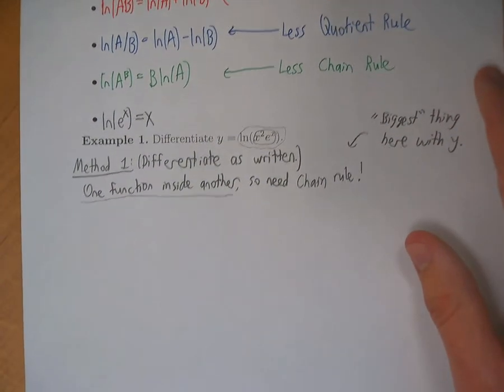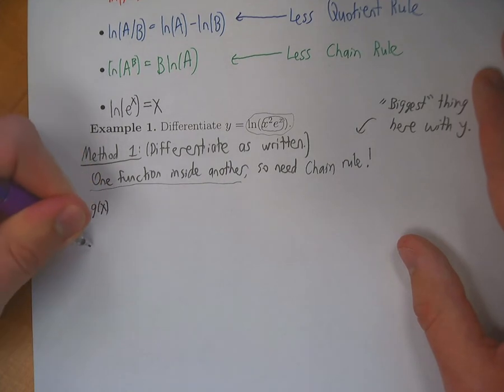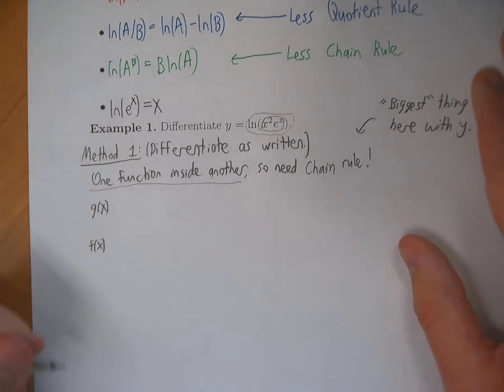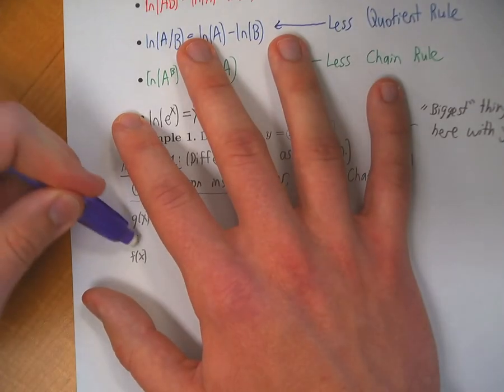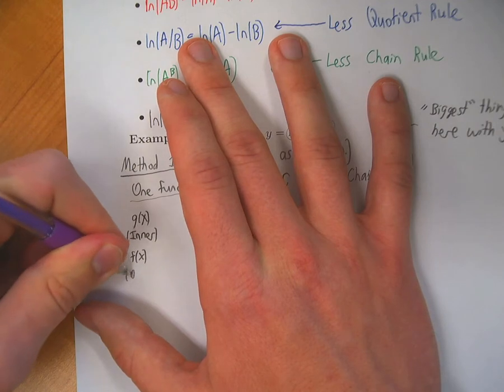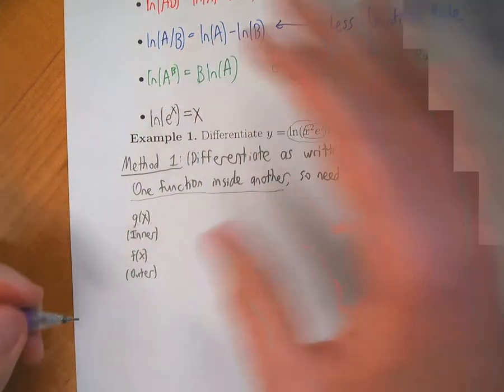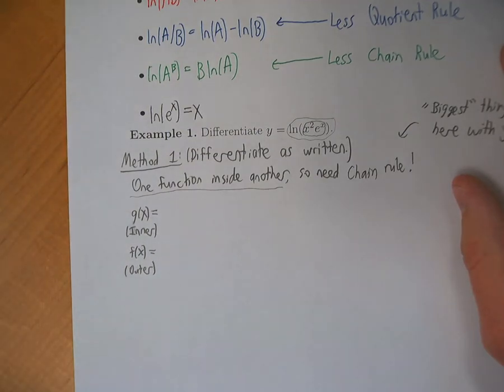In this case, let's go ahead and use g of x and f of x as in chain rule. So this is our inner function, g of x, and our outer function is f of x. Okay? So what would our inner and outer functions equal here?